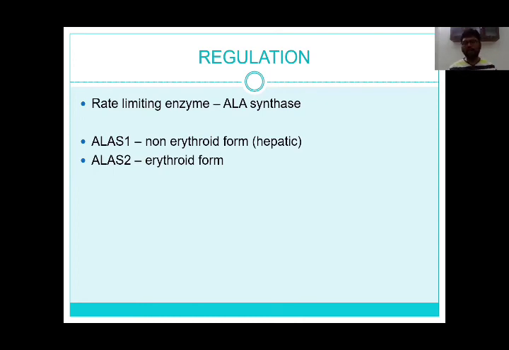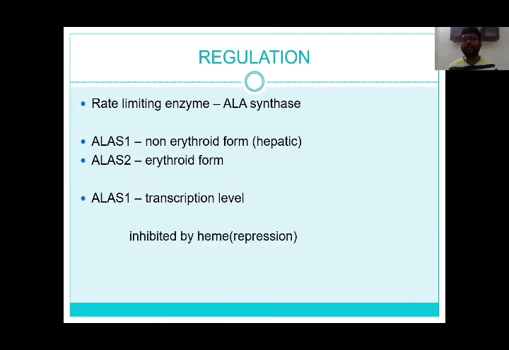Out of these two forms, ALAS1 is the one which undergoes strict regulation. We will discuss how ALAS1 is regulated in our body. This enzyme can be regulated by three different methods. The first one is regulation at the level of transcription, by acting at the gene. When there is enough production of heme, the excess heme will go and bind to the gene and inhibit gene expression, which is called repression of transcription.